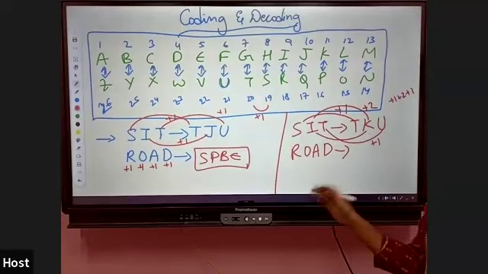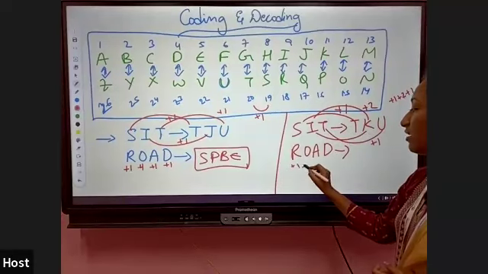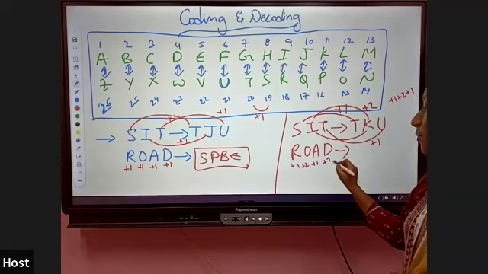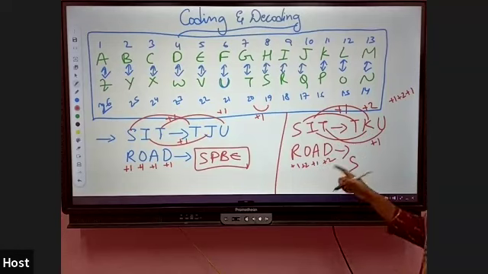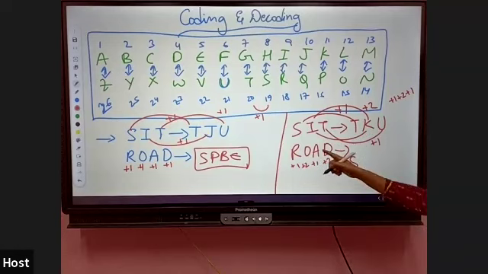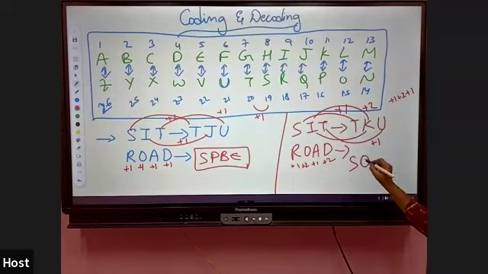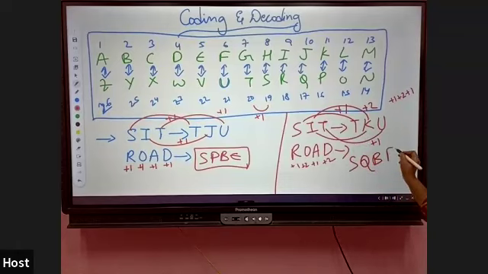So we should apply the same code to the question. +1, +2, +1, +2. So here R+1 is S, O+2 is Q, A+1 is B, D+2 is F. So now the answer is SQBF.